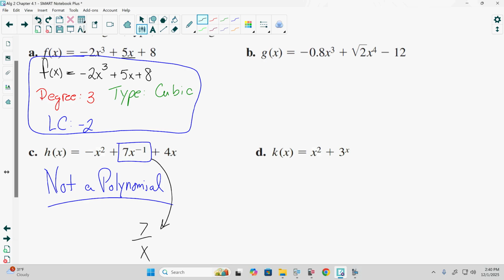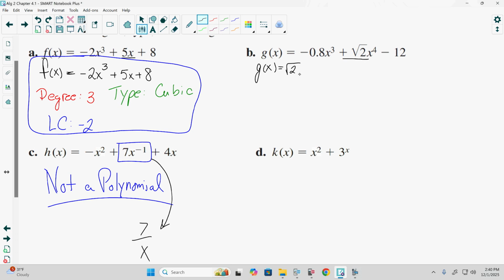No, we don't have an x times y. We're good there. And lastly, do we have variables in the bottom of a fraction? Nope. So that means it is a polynomial function. Is it written in standard form? No, our x to the fourth term has to go first.